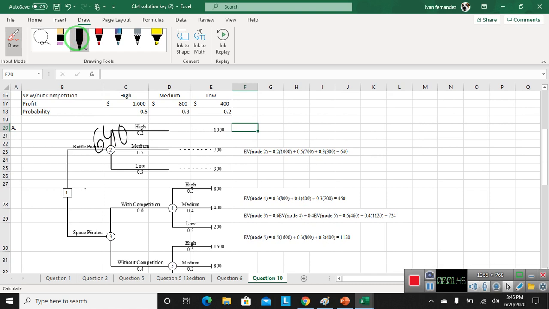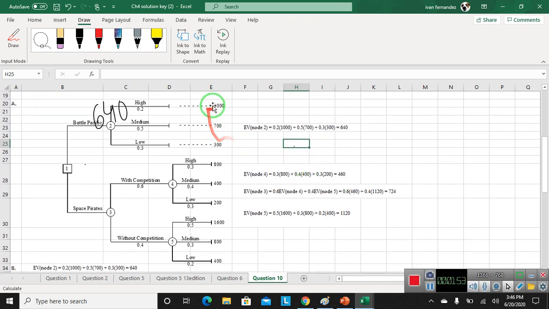Right there. Okay. You'll notice that the more organized and the better your drawings, the easier the math is going to be. See how easy, how pretty this looks? It's very easy to follow.